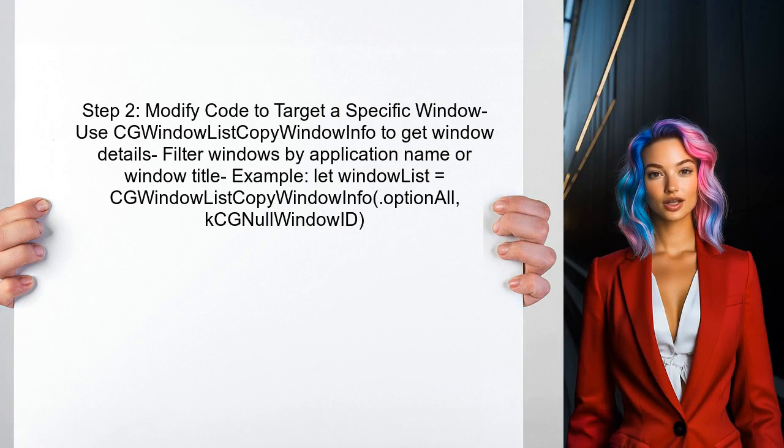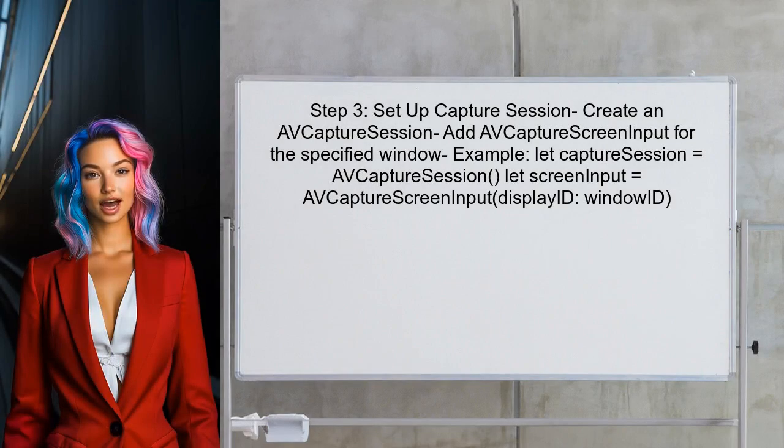This can be done by using the CGWindowListCopyWindowInfo function to get the list of windows and their properties. After identifying the desired window, the user should set up the capture session. This involves creating an AVCaptureSession and adding an AVCaptureScreenInput for the specified window.